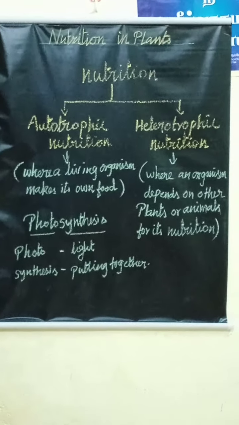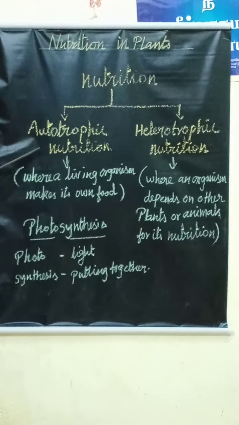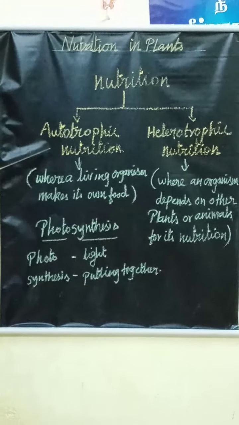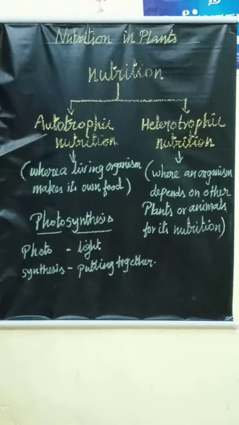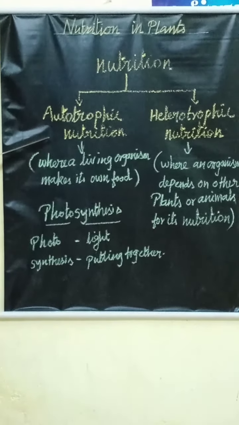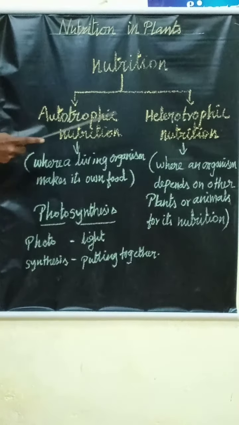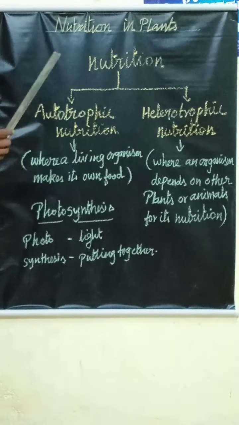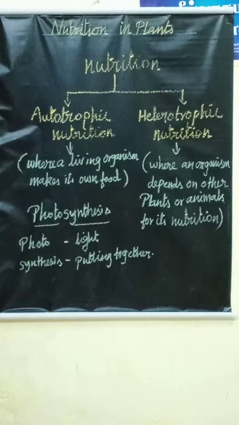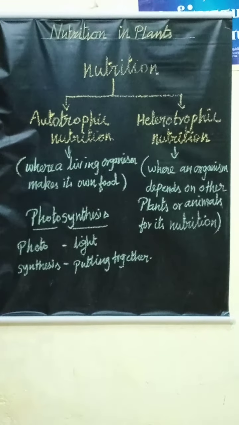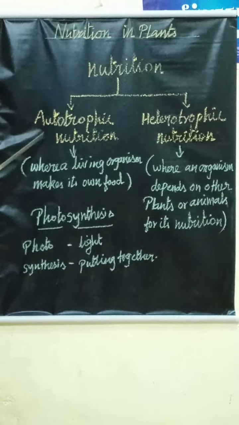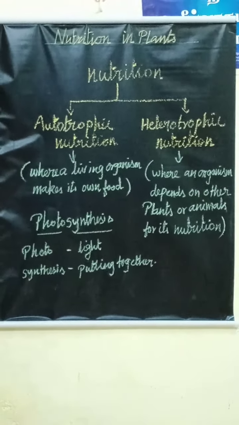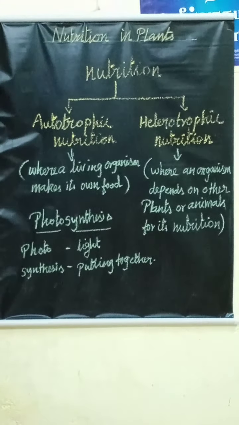I am going to say this again. What is autotrophic nutrition? This is a kind of nutrition where a living organism makes its own food. They are able to make their own food. In heterotrophic nutrition, they cannot make their own food. They need to depend on other plants or animals for their food. That is the difference between autotrophic nutrition and heterotrophic nutrition. Thank you.